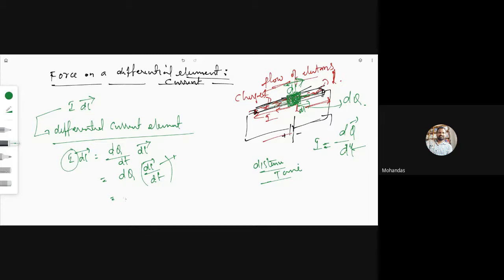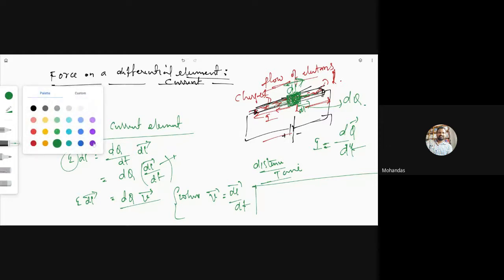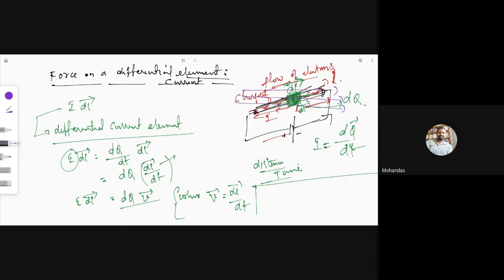So I am writing dq into v. Okay? So Idl equal to what can I write? dq into v, where v equal to dl by dt. Okay? Now come to the point here. It is placed in magnetic field B. This conductor. Conductor is placed in magnetic field B.